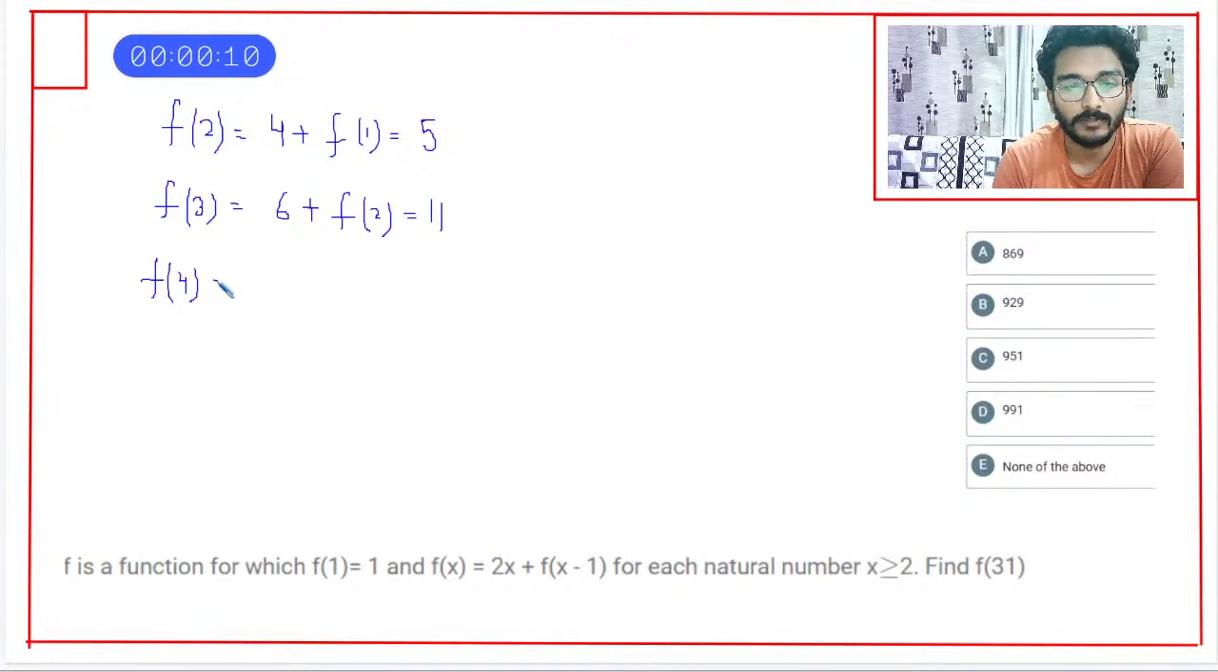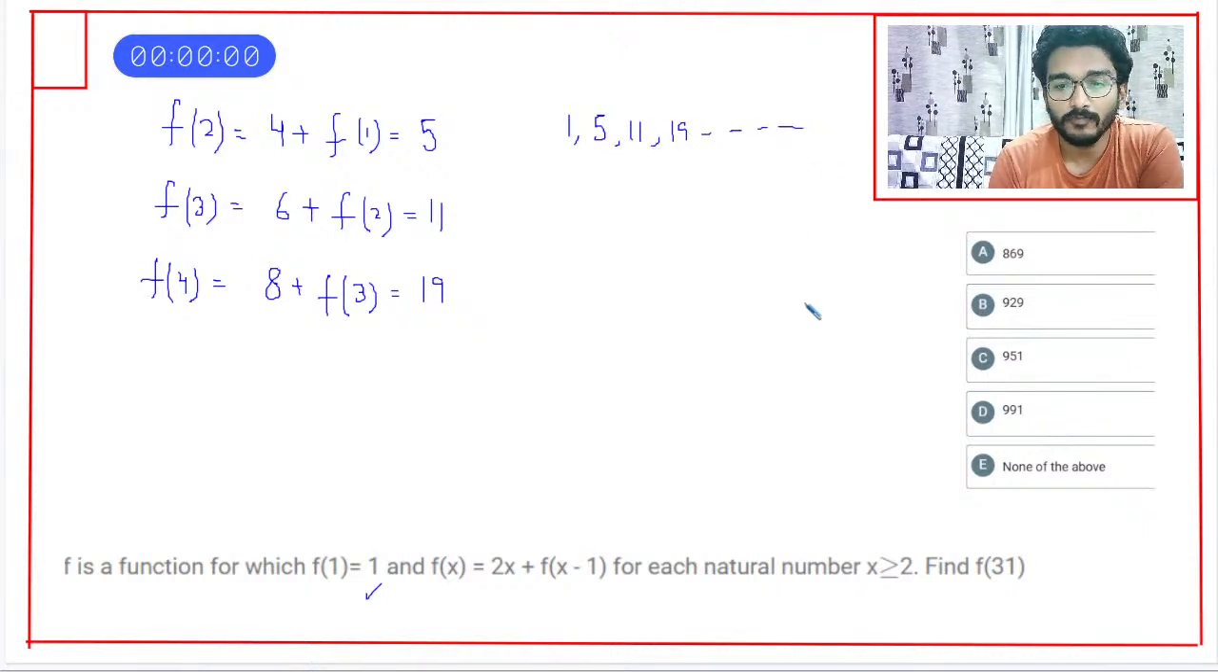When I find f4, it is what? 4 times 2 is 8 plus f of 3. This is 11 plus 8, 19. So what is the pattern going on? f1 equals 1. Then there is 5, then 11, then 19. It is going on like this. So we have to find f of 31.